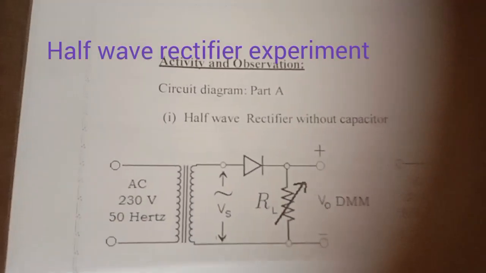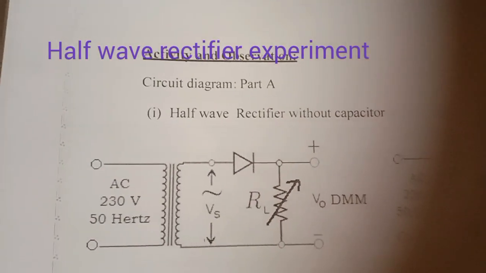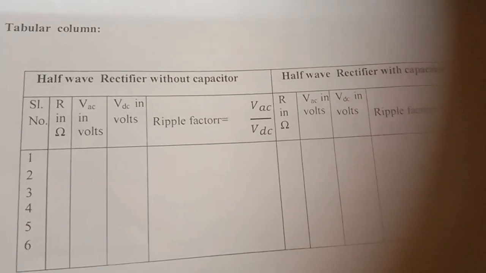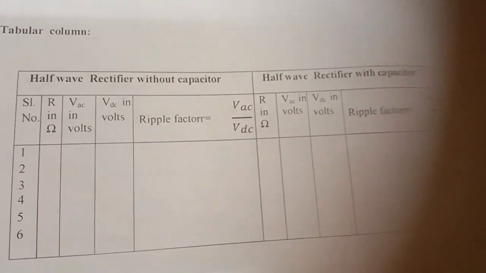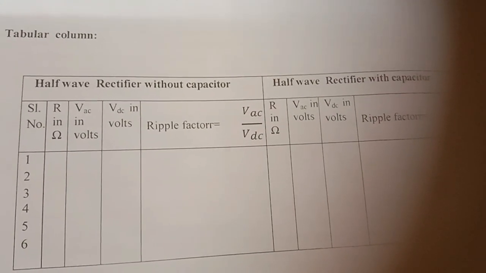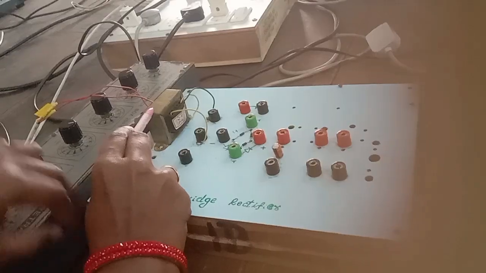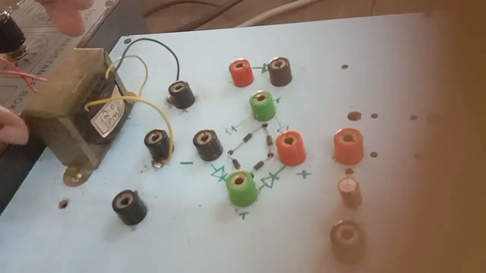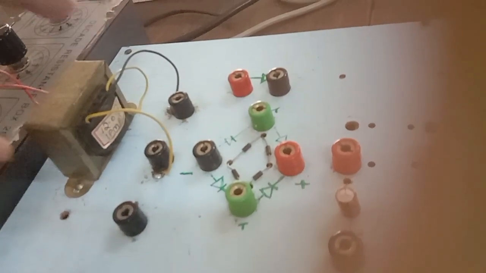Figure shows the circuit for the half-wave rectifier without filter, and this is with filter. This is the tabular column. In the tabular column, we are going to see resistance, VAC and VDC. So first let us do the half-wave rectifier.